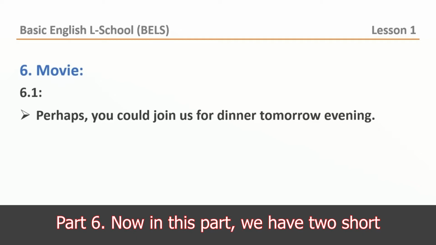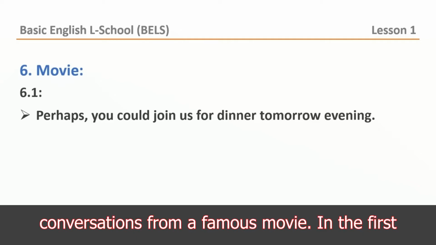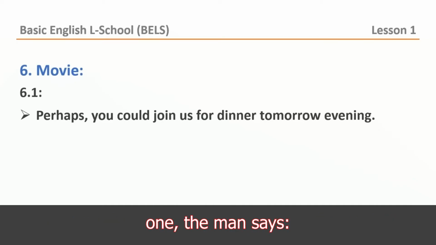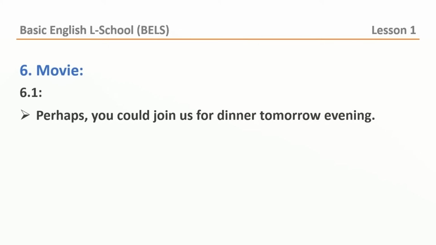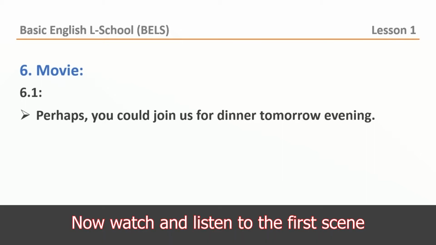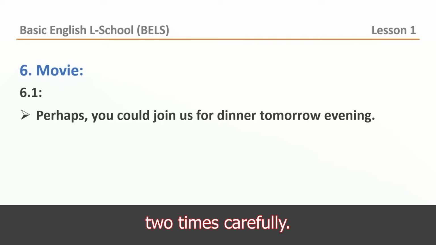Part 6. Now in this part we have two short conversations from a famous movie. In the first one, the man says, "Perhaps you could join us for dinner tomorrow evening." Now watch and listen to the first scene 2 times carefully.